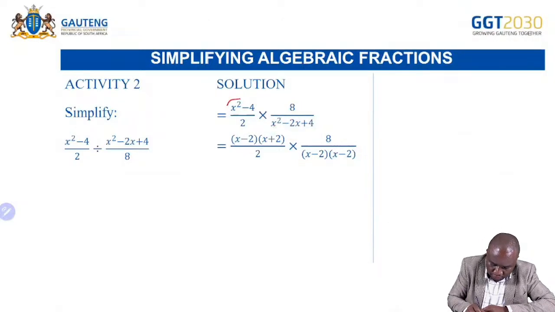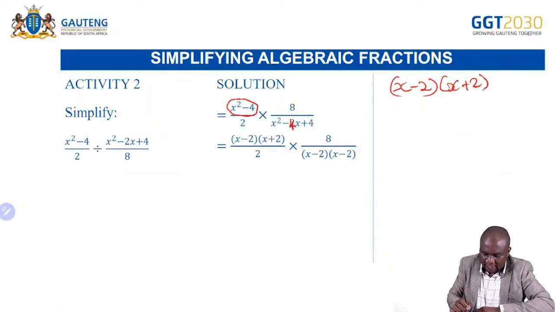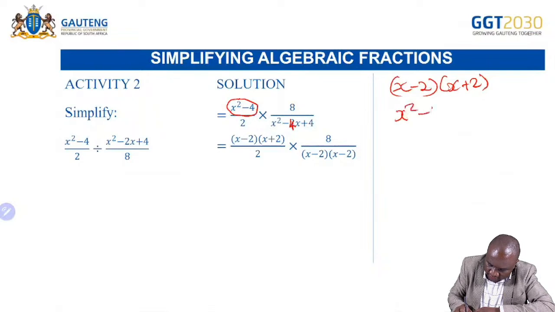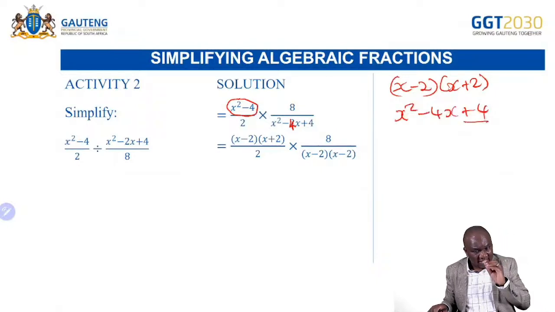Right, this one, we talked about this. We said it is x minus 2, x plus 2. Then we have changed this to negative 4x, okay? Right, so it becomes x squared minus 4x plus 4. We're saying, now this positive 4 means that the two factors have the same sign.